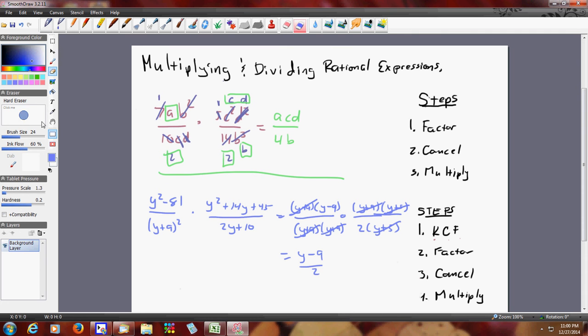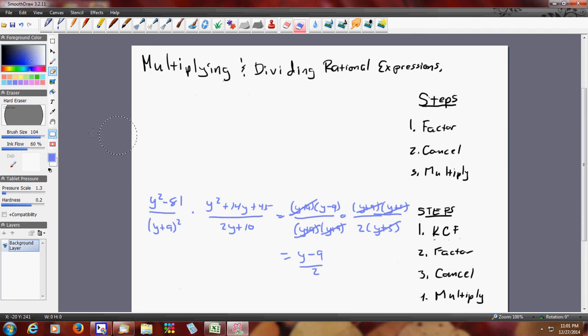I'm going to do one more example with you, and then we're going to move into division. And actually, the division is pretty cool. Let's say we have something like this. So I had x squared minus 3x plus 2 over 2x squared minus 2 times 2x over x minus 2.